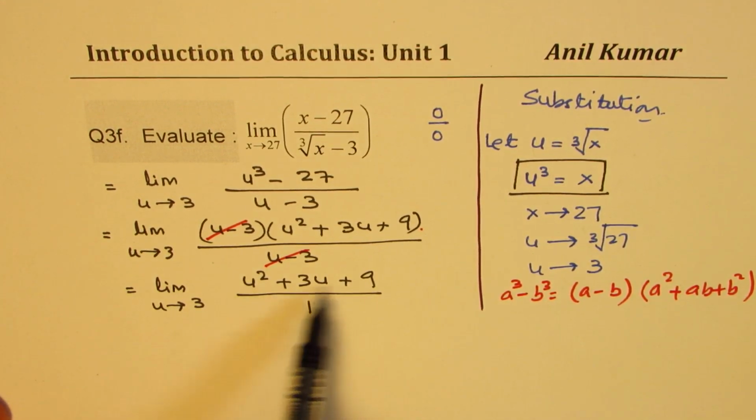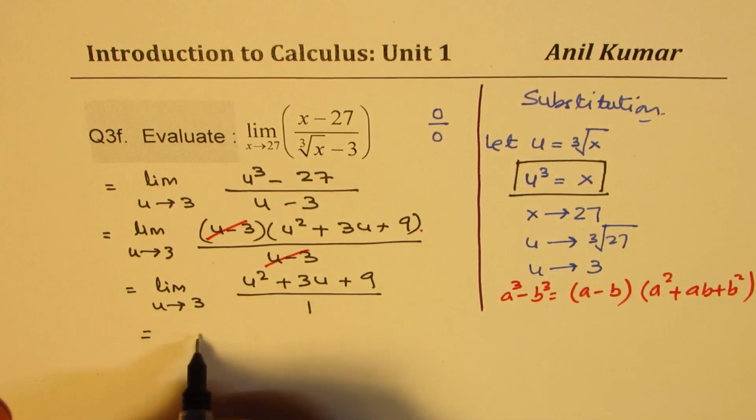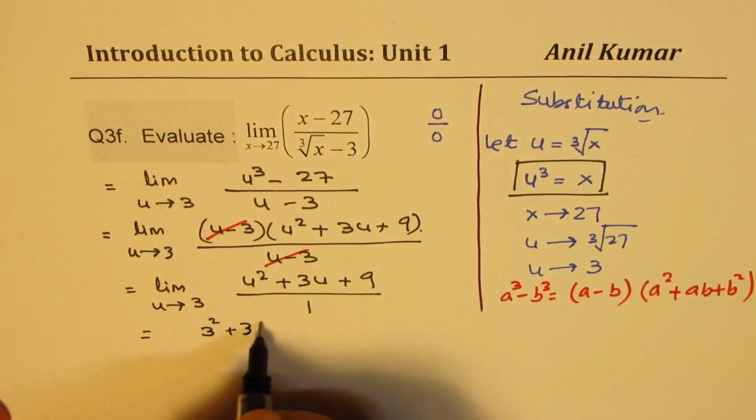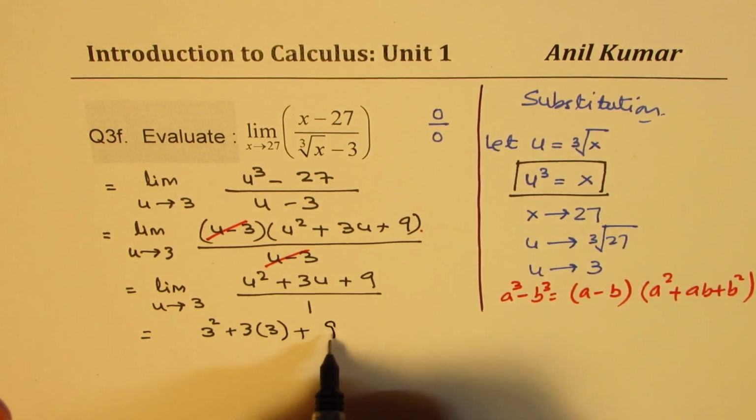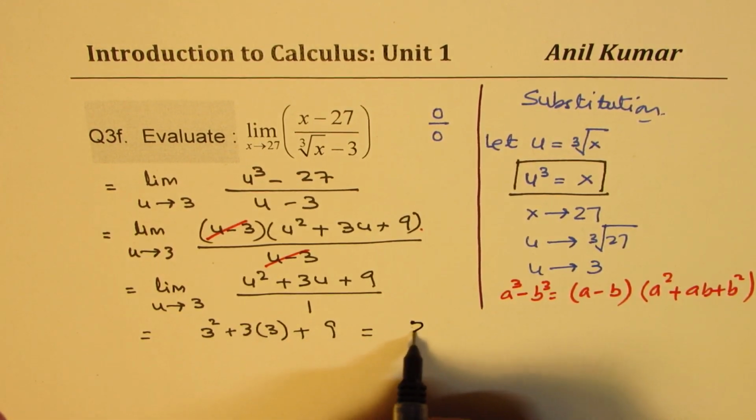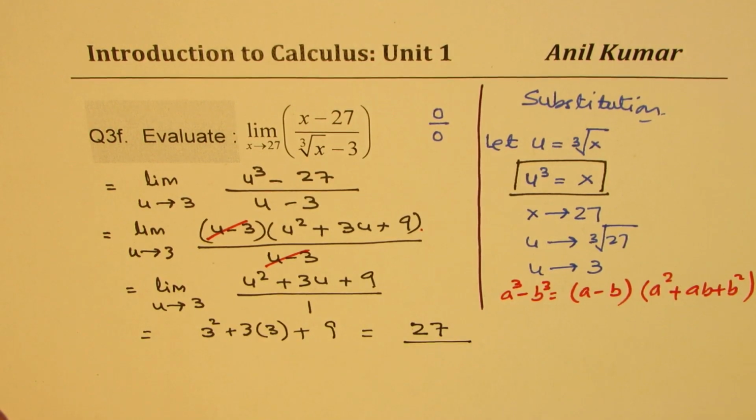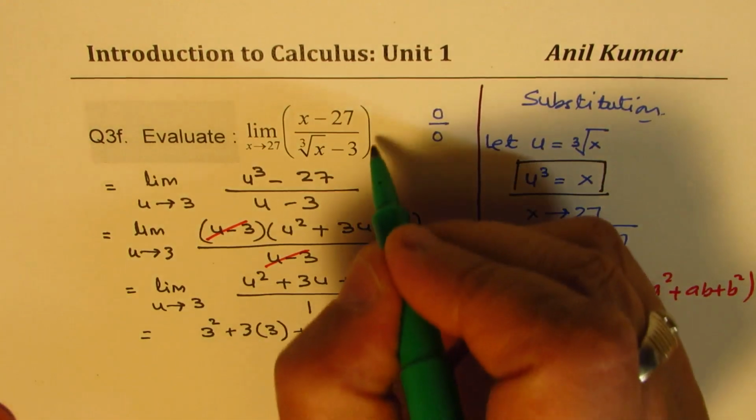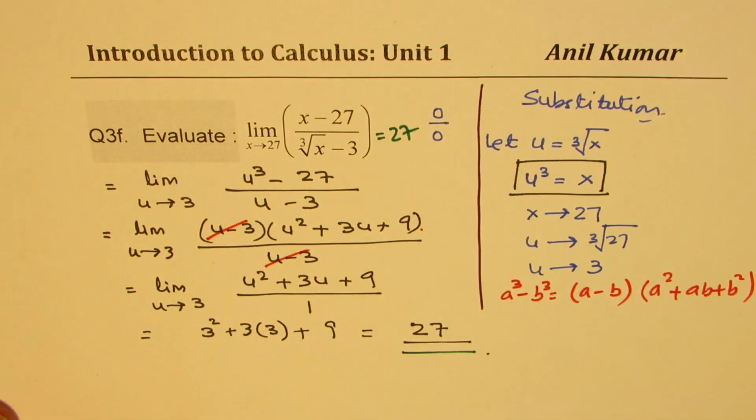Now we can substitute u to find the limit. So we get 3 square plus 3 times 3 plus 9, which is three 9s, which equals 9 times 3, 27. So the answer is 27. So that becomes the solution for the given question. Perfect. So this limit is 27.